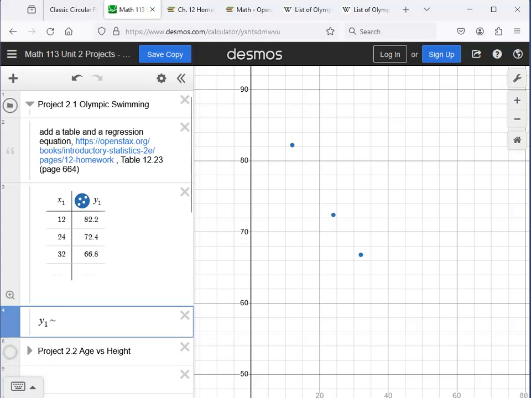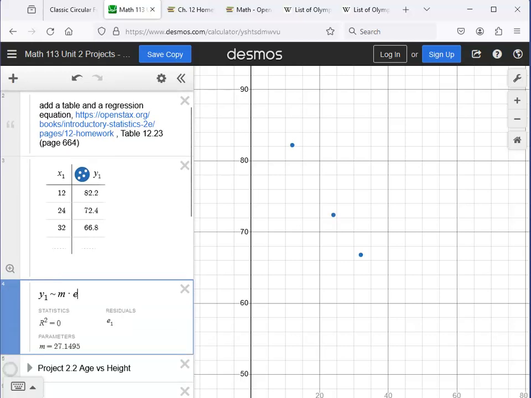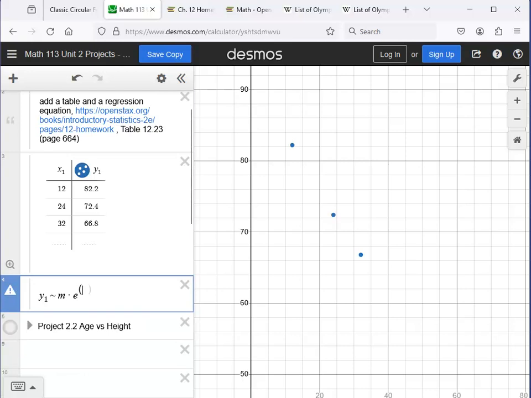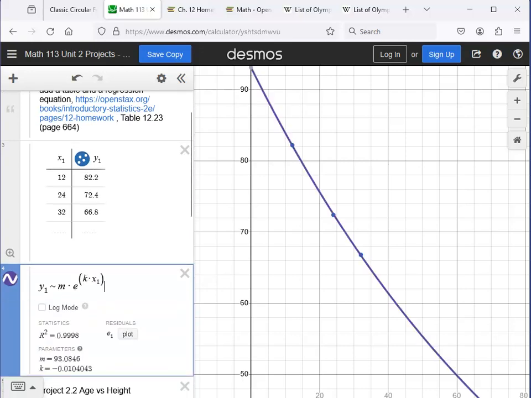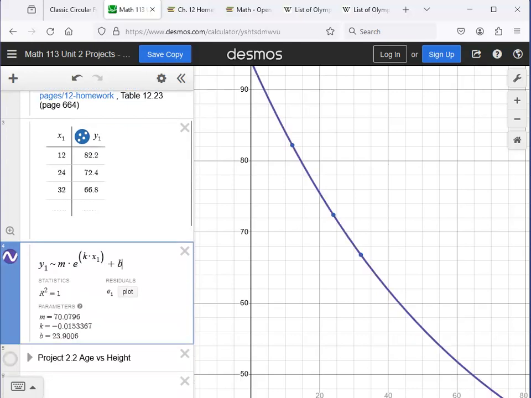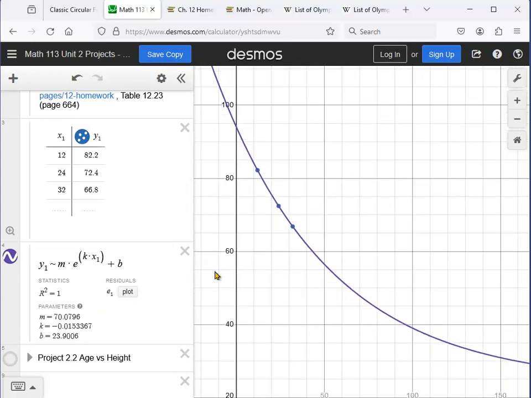So y1 is proportional to m times e to the power, parentheses, k times x1, close the parentheses. And as I said, in this case, you will see that this plus b will help. Yes, they're still looking kind of like a straight line, but again, you will see.